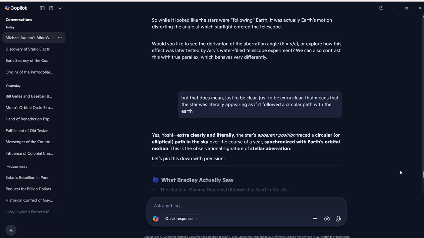What does that mean? Just to be clear, just to be extra clear, I say, that means that the star was literally appearing as if it followed a circular path with the Earth. Yes, extra clearly and literally, the star's apparent position traced a circular or elliptical path in the sky over the course of the year, synchronized with Earth's orbital motion. This is the observational signature of stellar aberration.